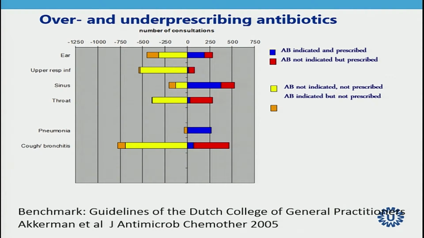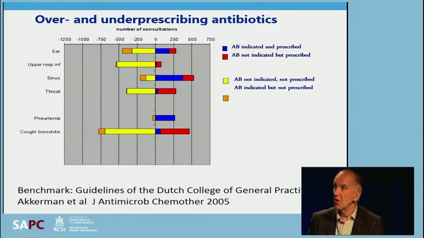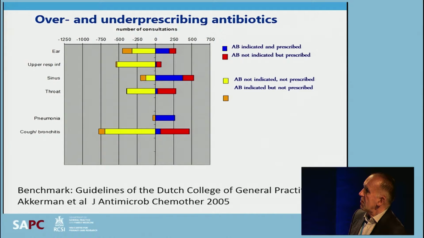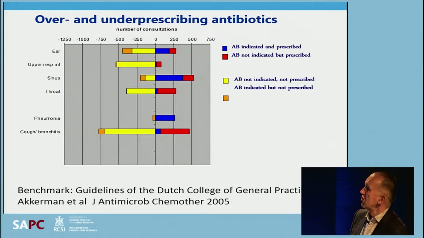I'll just show you one slide. I know it's data from 2005, but I can assure you, it's Dutch data, and for the last 10 years we also have recent data, it didn't change very much. On the right-hand side of the zero line, those are the patients who did get antibiotics, and on the left-hand side, those are the patients who didn't get antibiotics. So these are ear infections, upper respiratory tract infections, sinus, throat, pneumonia, bronchitis. And the orange and the red parts of the bar are not correct. The red parts are overprescription, and the orange is underprescription.